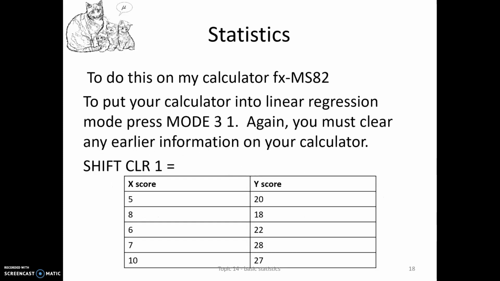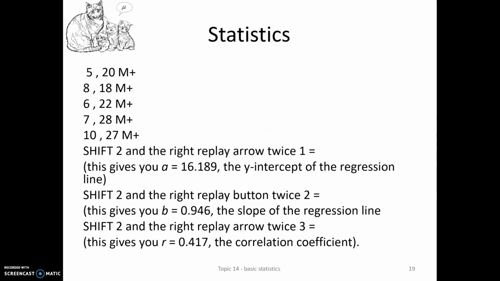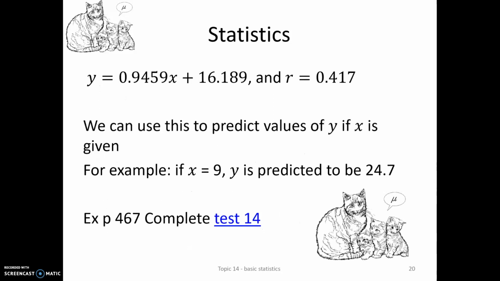Here's an example that you can do. Now, these are the instructions for the FSMS82, which most of you don't have. You have the +2 version, in which case you would use the instructions for your own calculator. Those ones are there if you need them for that particular one.